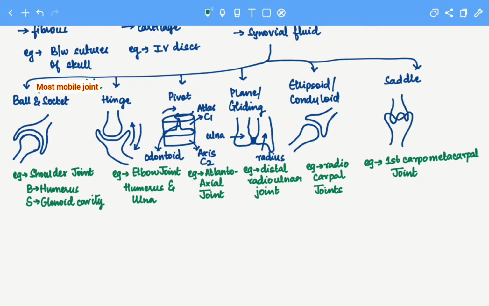One point that you need to note here is that both the ellipsoid and the saddle joint can also perform circumduction, but the ellipsoid joint has limited circumduction. This is an important point that you must keep in mind.